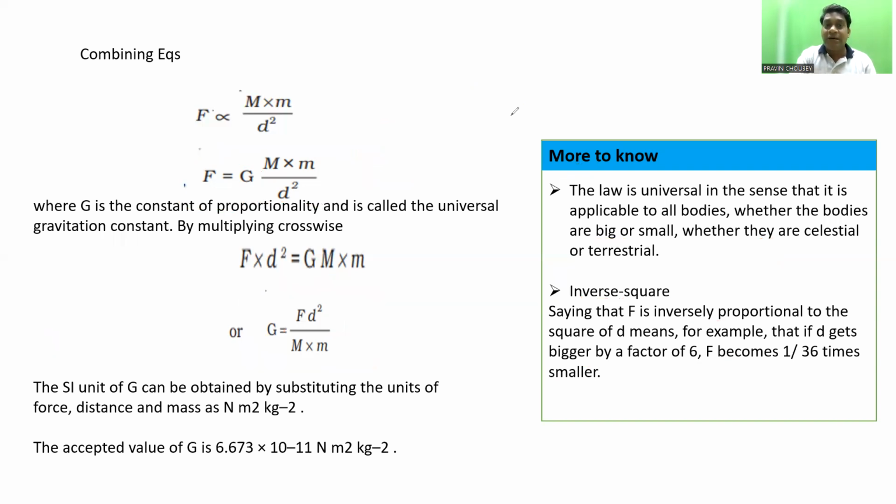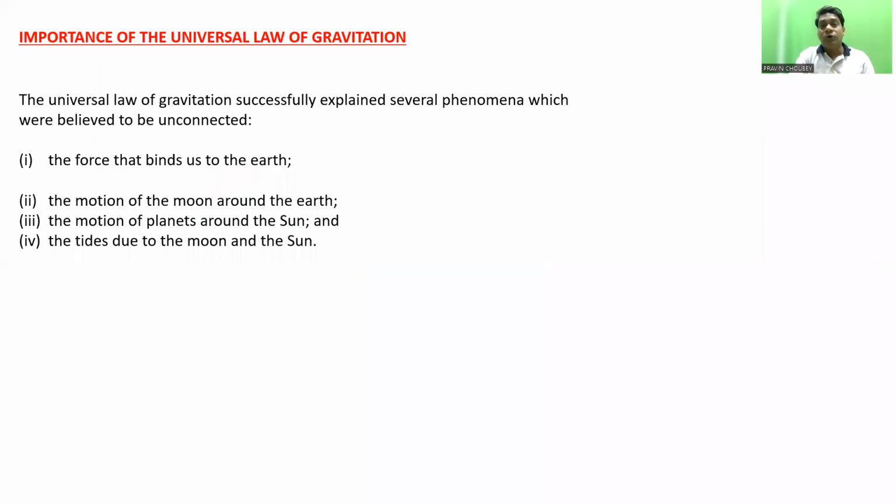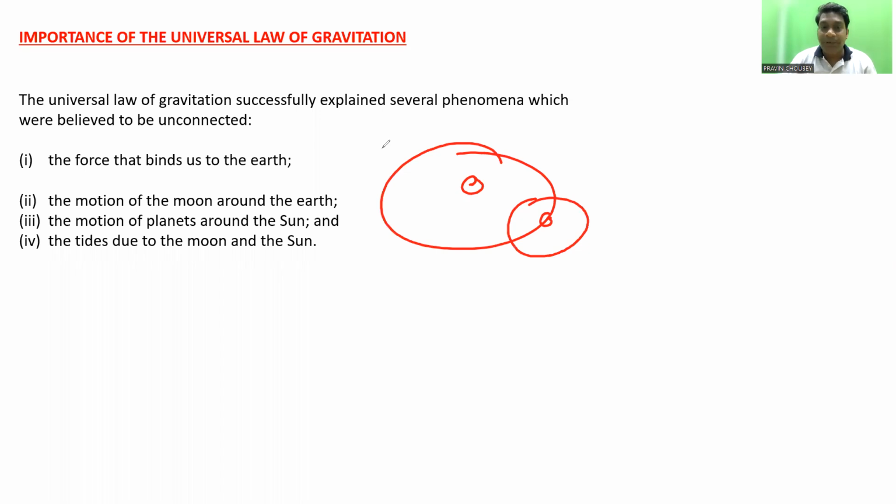Apart from this, what are the other applications of this theory? With the help of this theory, we understand different phenomena happening in nature. For example, how the earth revolves around the sun, how the moon revolves around the earth in an elliptical orbital path, and the motion of planets around the sun. Also the tides, the rising and falling of sea level twice a day because of the gravitational pull of the sun and moon. With the help of the universal law of gravitation, we understood every phenomenon.